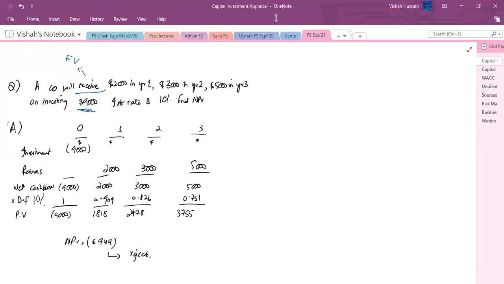Now, here's an example. It says a company will receive $2,000 in year one, $3,000 in year two, $5,000 in year three on investing $9,000. Interest rate is 10%. Find NPV. So, what needs to be done now? You know that when it says will receive, this becomes future value, right? So, in year zero, we invest. I've told you that.